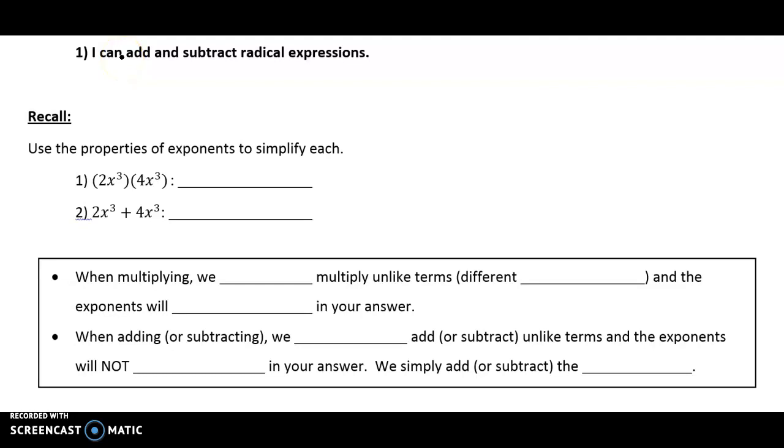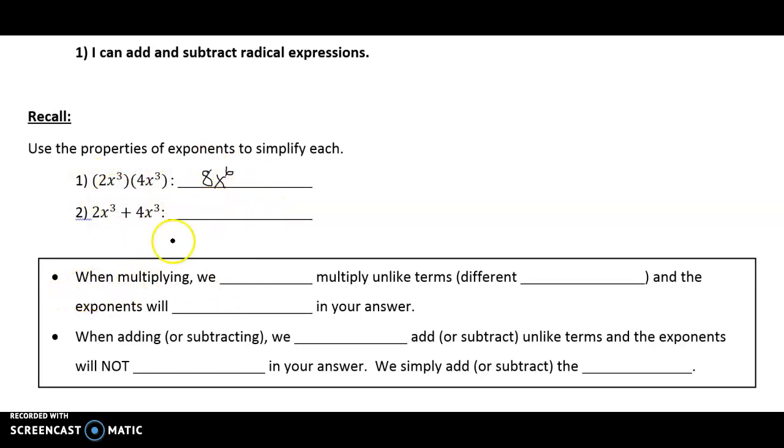So I have you guys starting with just a review over exponents because they're very similar. This first bullet point talks about when we multiply. We know from back in unit 6 that 2 times 4 you just get 8, and then we add our exponents. So it would be 8x to the 6. That was from unit 6, the very first unit of the semester.